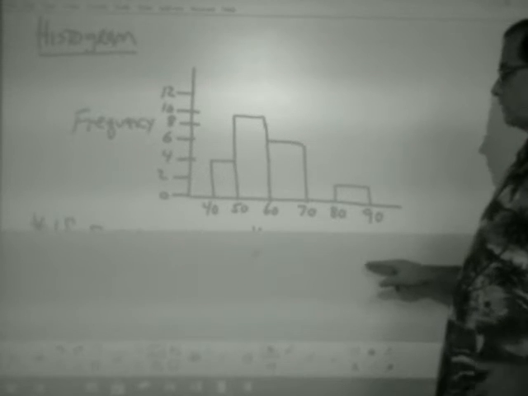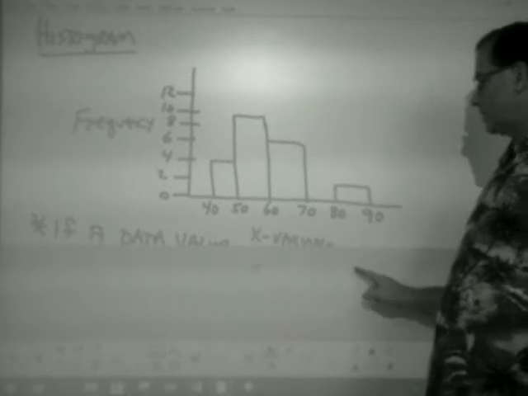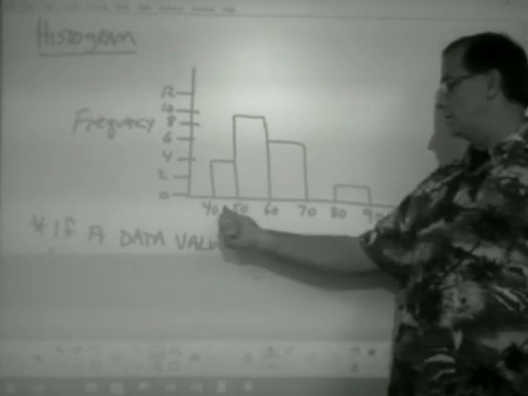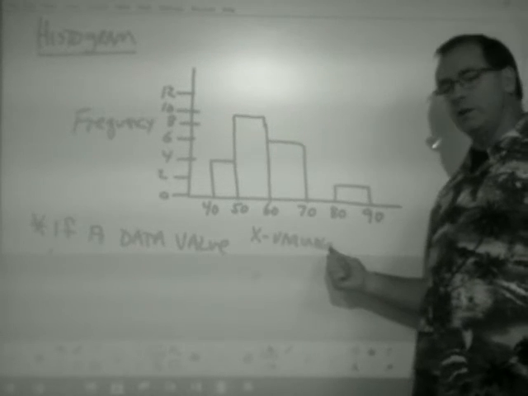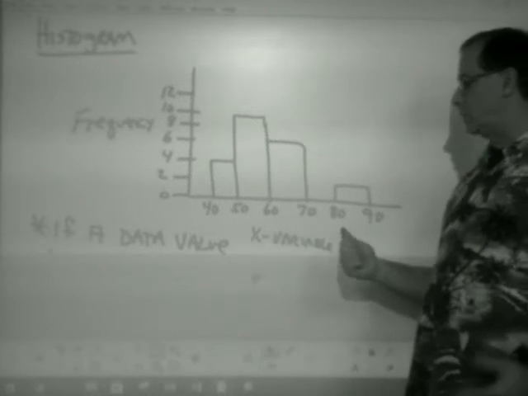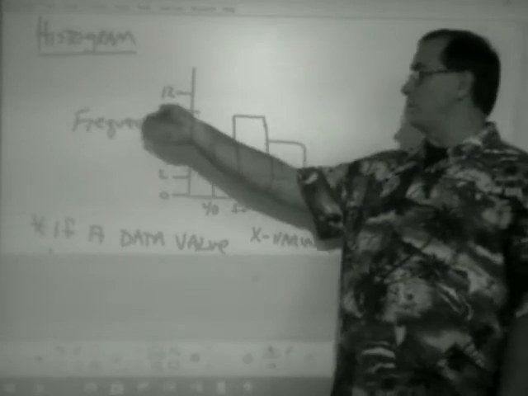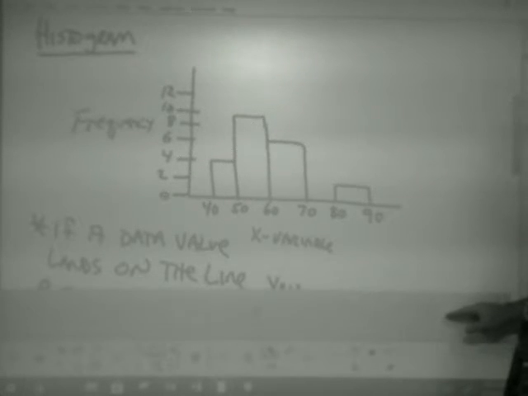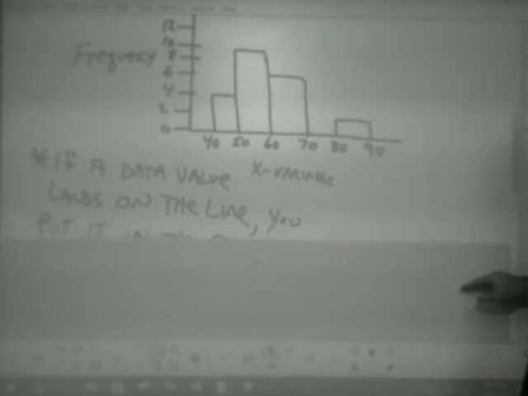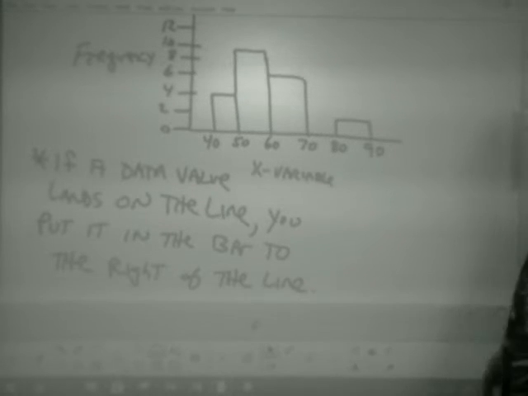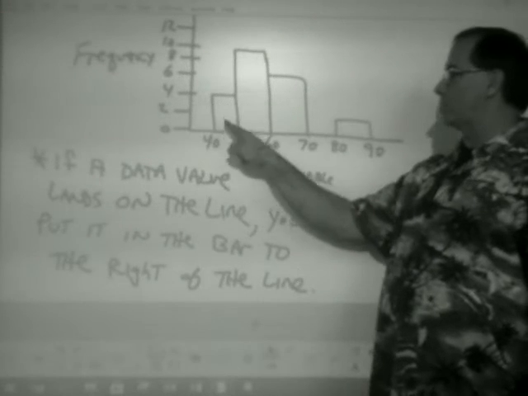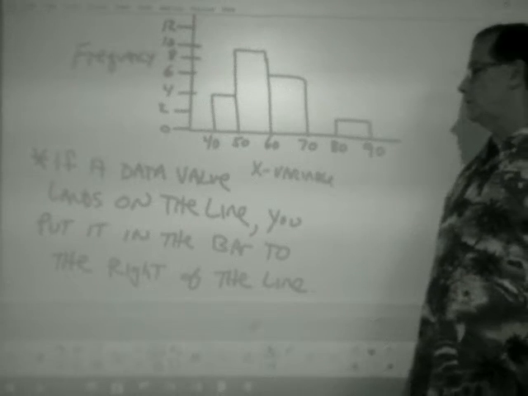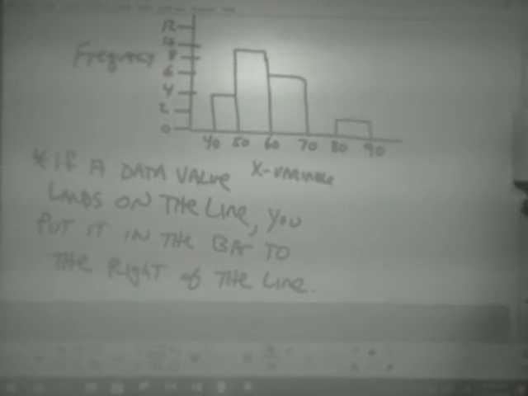Now, this has to have a label. Whatever this variable is, you have to label it. So if this was height, then this would be height with its dimension, inches, centimeters, whatever. This will always say frequency on the side. So if a data value lands on the line, you put it in the bar to the right of the line. So again, any 40s go in this bar, any 50 goes in this bar, 60 in this bar, and so on. And that's a histogram.